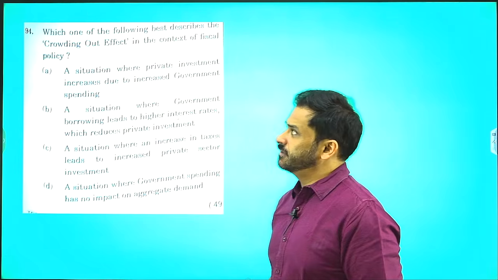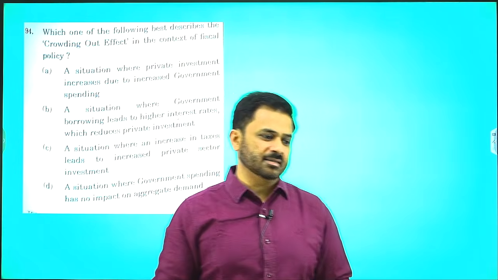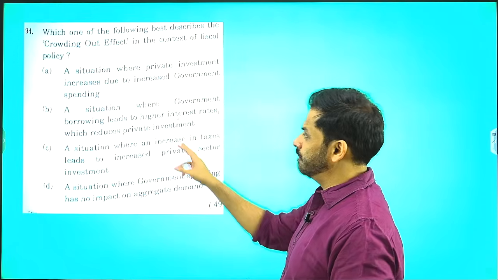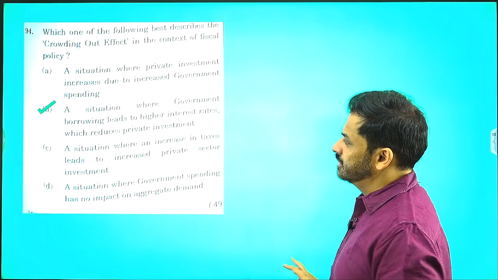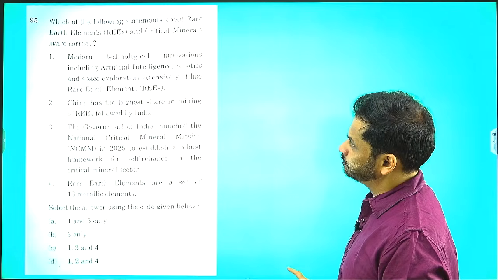94, the crowding out effect. Crowding out effect essentially is a theory wherein the government increases borrowing because it has to do more expenditure and spending. As the government has borrowed more, the interest rates will go up because there is more competition in the market, and the private players will find it difficult to get borrowings because the interest rates have increased. So the private investments will come down and the interest rates will go up. The answer will be B, a situation where government borrowing leads to higher interest rates, which reduces private investment.